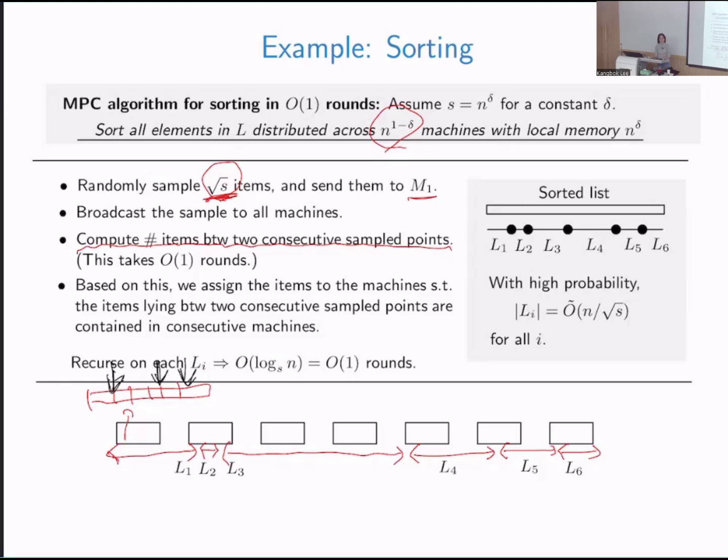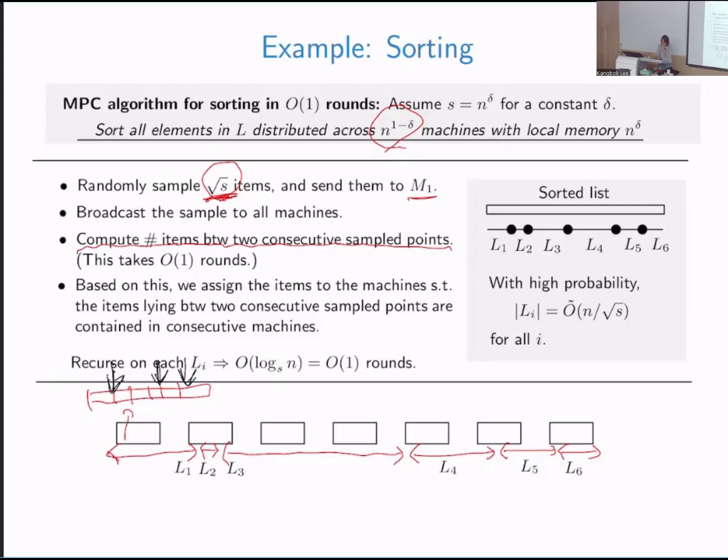Okay, so suppose all the numbers are randomly sequenced in the very beginning. You can just choose the first root S items, and it will be okay. Yes, but suppose there is some kind of tendency. Then randomly choosing may take more than root S time.